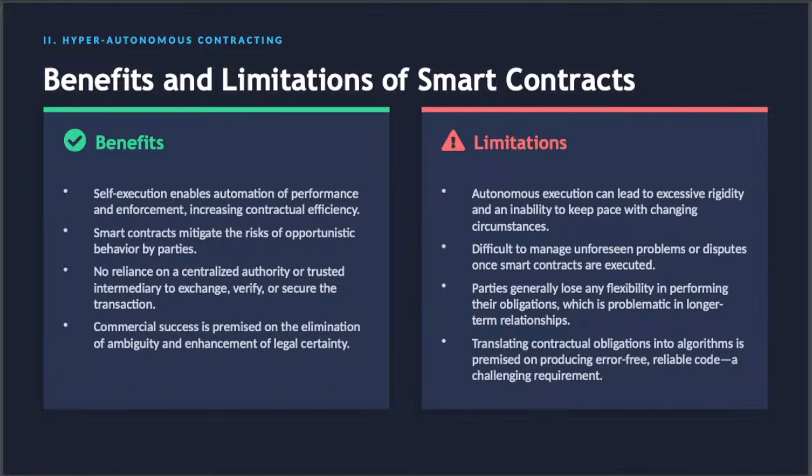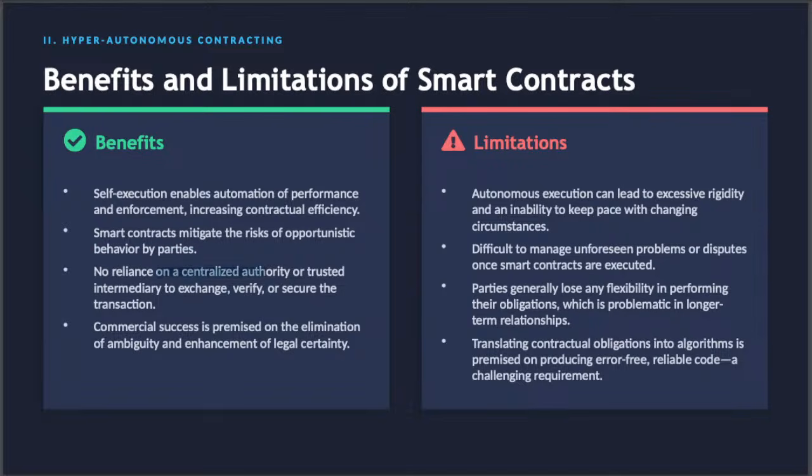Now let's look at some of the benefits and limitations of smart contracts. And the benefits are the self-execution enables automation of performance and enforcement, increasing contractual efficiency. So both the performance being met and not being met, penalties, enforcements can be automatically withdrawn from accounts. So it increases the contractual efficiency. Smart contracts mitigate the risks of opportunistic behavior by parties.